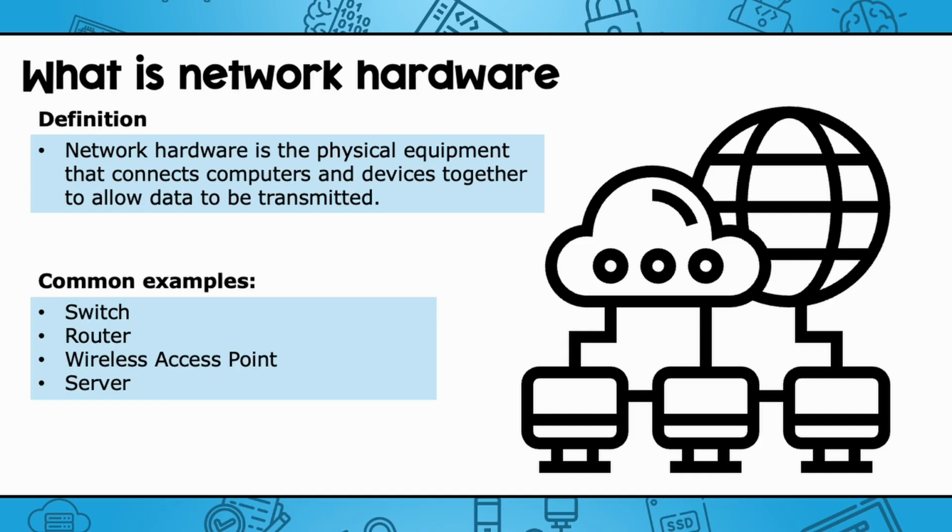So what is network hardware then? It's the physical equipment that connects computers and devices together and allows data to be transmitted. Think of it as a digital roadmap. It's the traffic lights, the roads, the bridges, and all of these different things that allow information to get where it needs to go. Some common examples of devices that we're going to look at are switches, routers, wireless access points, and servers, among some other things as well.